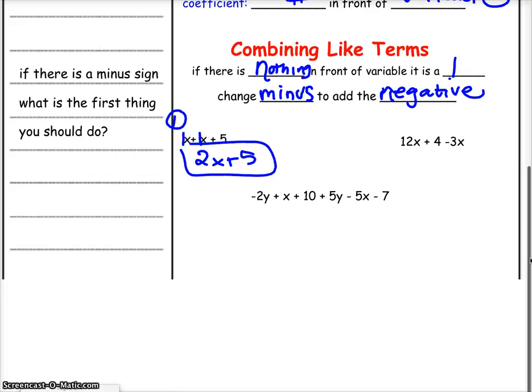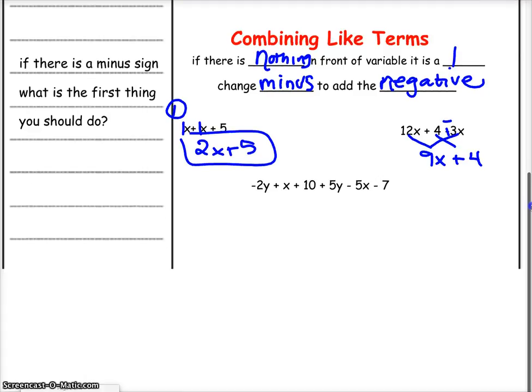You can't. Here I have minus 3x. Change it to plus a negative. Now I combine these two. 12x and a negative 3x is how many? 9x, and then you just bring down the 4. 9x plus 4. Oh, my negative signs. Okay. Remember, to change to plus the negative, it's very important.